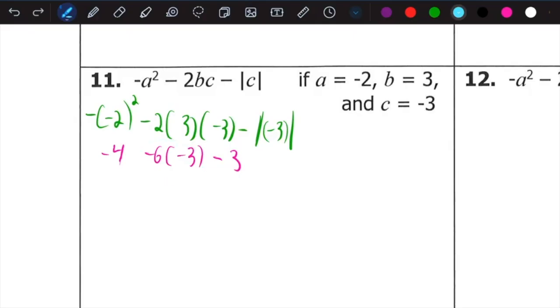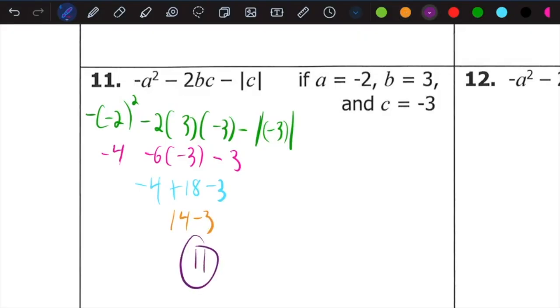Next, we still have this multiplication, so I'm going to rewrite negative 4 as we're not using it yet, but negative 6 times negative 3 is positive 18, minus that 3 still hanging out. Negative 4 plus 18 from left to right is 14. Subtract 3 from that, and you get 11.